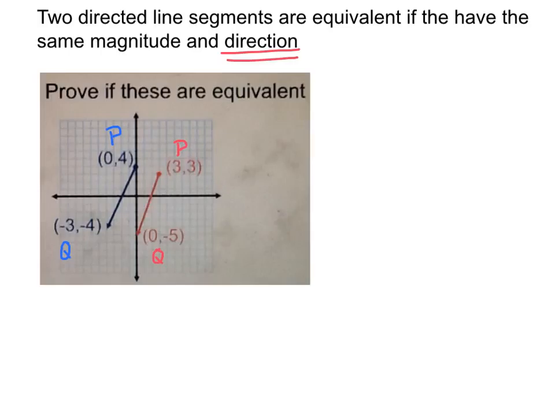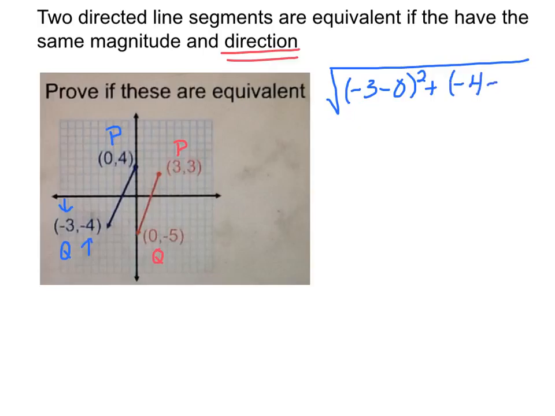So let's start with the magnitude of the blue line. I could make a right triangle and find the horizontal and vertical distance, or I could use the distance formula. So I'm going to take the square root, and I'm going to start with the blue line. I have to take the terminal and subtract the initial and square it. Then I'll do the same thing with the y's: the terminal, subtract the initial, and square it.